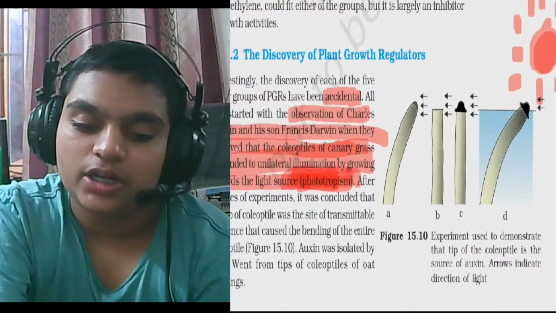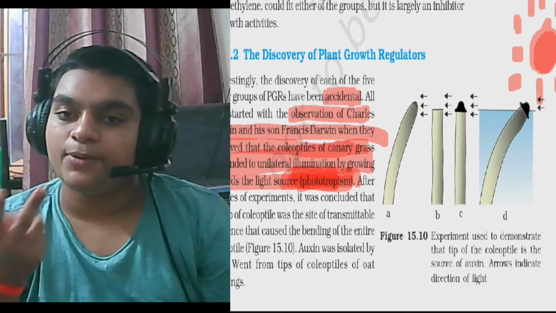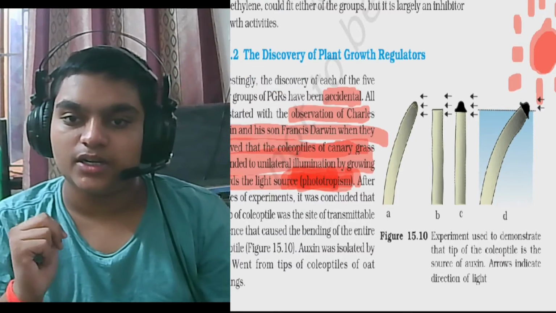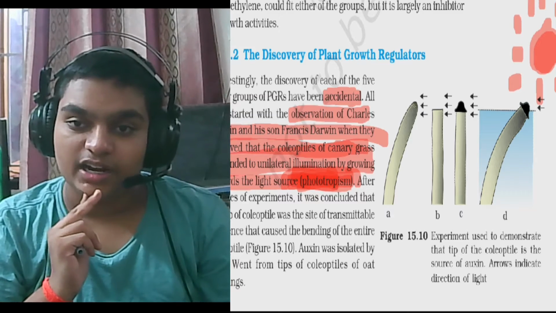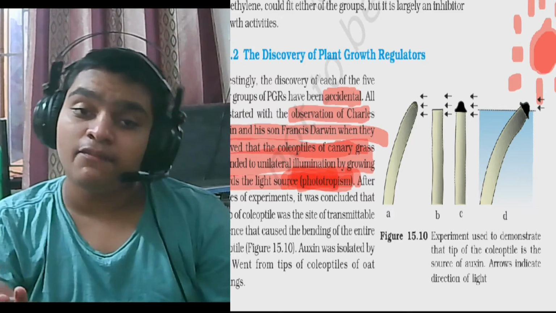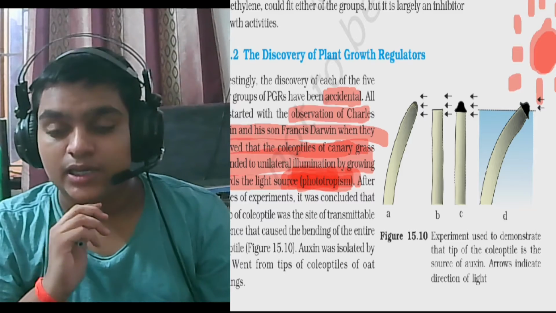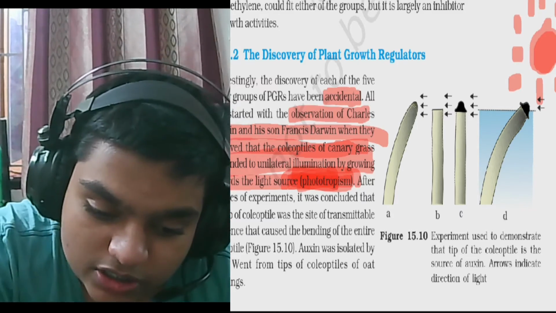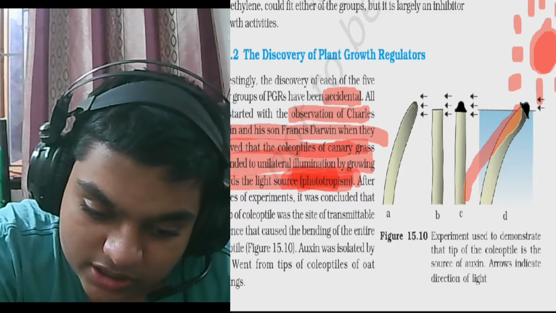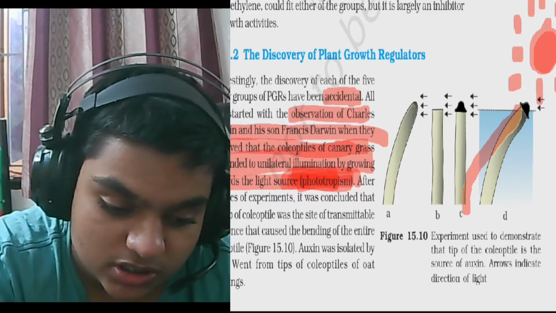What did Darwin and Darwin do? They covered the coleoptile of canary grass with a small transparent cover. Then also it bent towards the light. This is because I'm telling you here only, this is because auxins accumulate on this side. This is because of auxins.